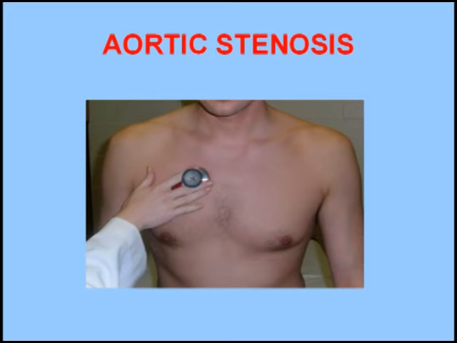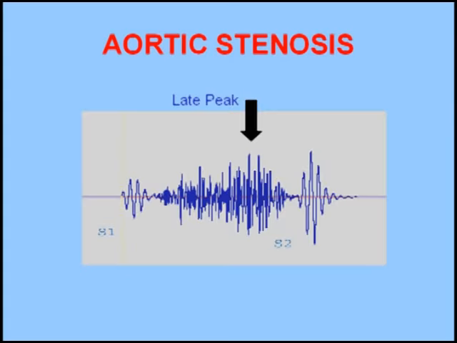This murmur is heard best at the second right intercostal space with the diaphragm of the stethoscope. The severity of the stenosis is related to the delay in the peaking of this murmur. The later the murmur peaks, the more severe the stenosis.